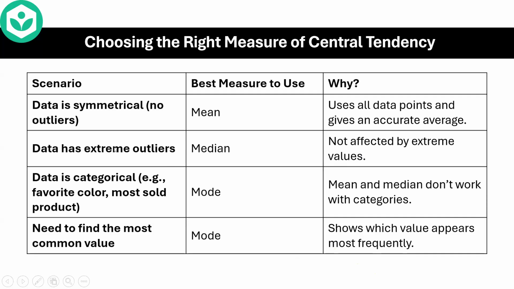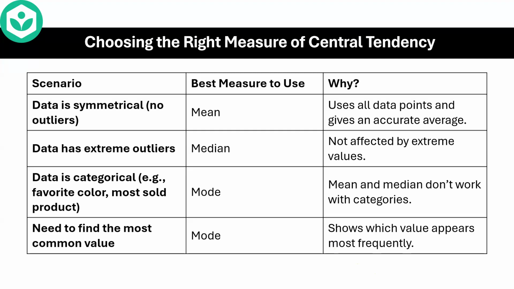This is the overview of choosing the right measure of central tendency. You can see here the scenario is data is symmetrical, we don't have any outliers, so the best measure to use is mean. If your data has extreme outliers, then what is the suitable measure of central tendency for you? It is median, as we discussed, because it's not affected by your extreme outliers.